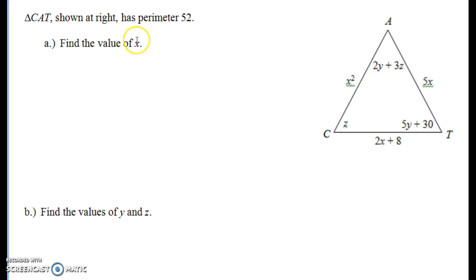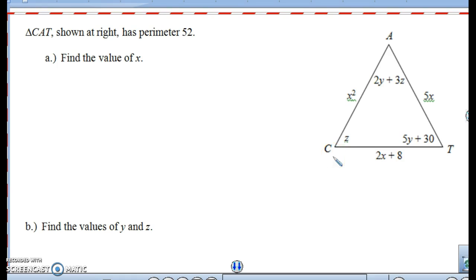Now, we have triangle CAT, shown at right, which has a perimeter of 52, and we want to find the value of x. Well, what does perimeter mean? Perimeter means that we're going to add up all the sides and they will equal 52. So that means CA plus AT plus CT will equal 52. Adding those up, x squared plus 5x plus 2x plus 8 equals 52.